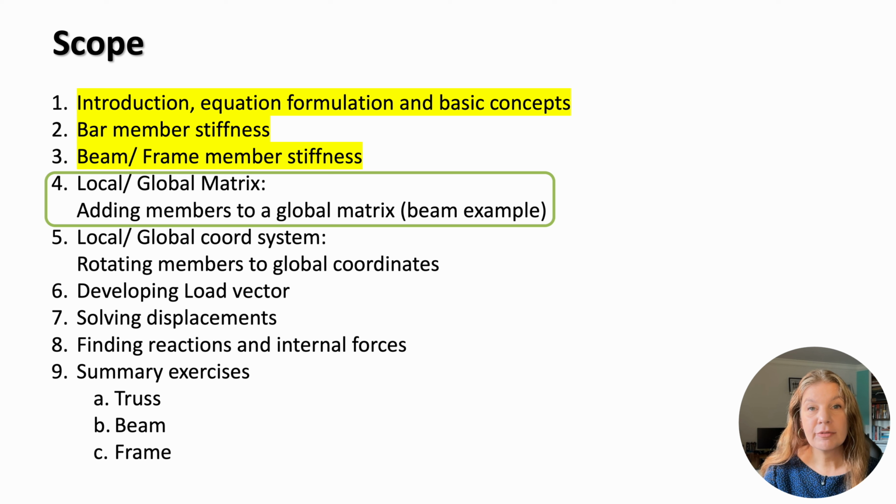So just starting off from the wider sequence of steps needed to solve structures using the stiffness method, we've already started with bar and beam stiffness and developed them and coded them, and we're working our way through global and local systems, and eventually we'll solve displacements and forces. Today the scope is just one step in the process, adding beam and frame members into the global stiffness matrix.